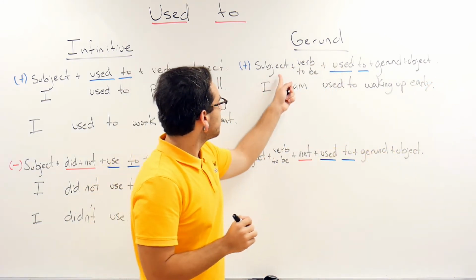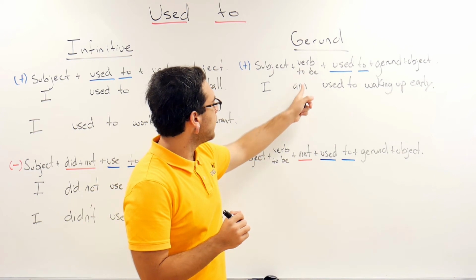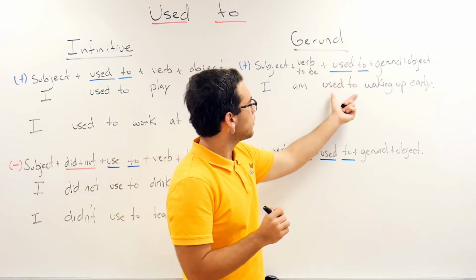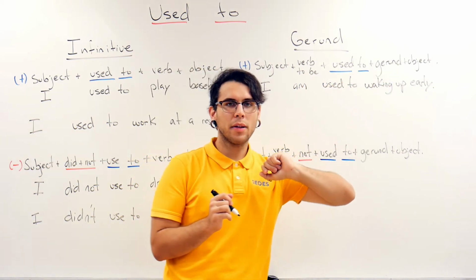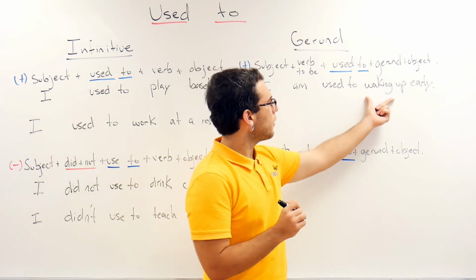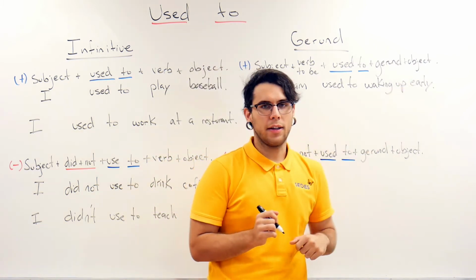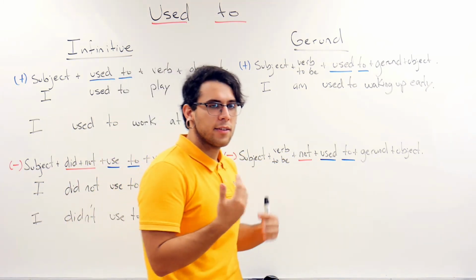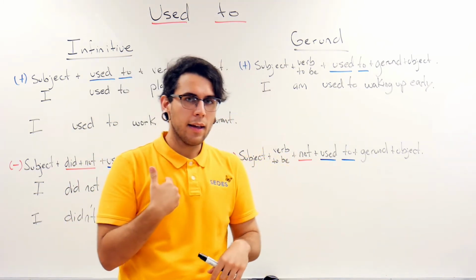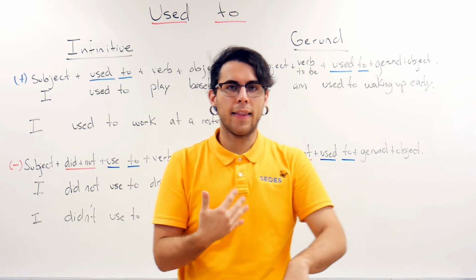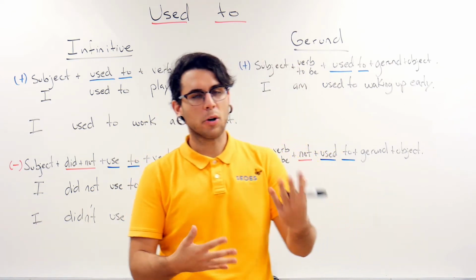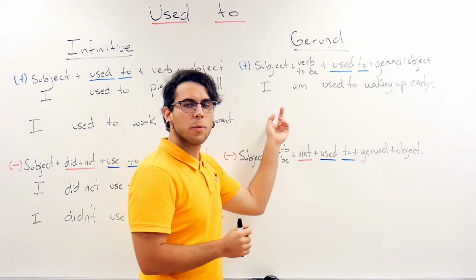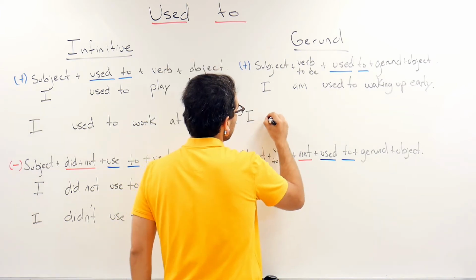So again, subject I, verb to be am, used to. The gerund, of course, is a verb plus ing. So waking, and then the object will be up early. So waking up early. I am used to waking up early. So that means that for me, I wake up early frequently, and that's what's normal or more common for me.